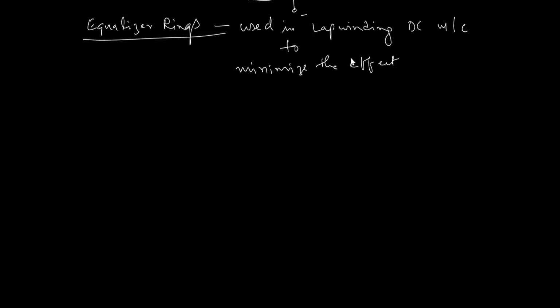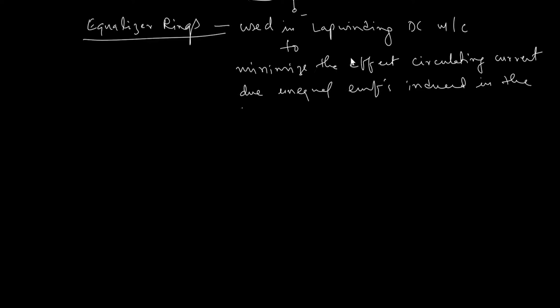Equalizer rings are actually used in lap winding DC machines to minimize, not completely eliminate, but minimize the effect of circulating currents due to unequal EMFs induced in the parallel paths.